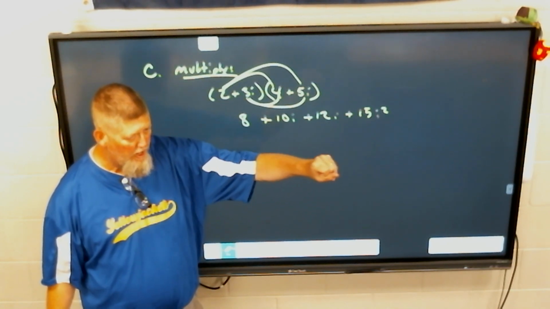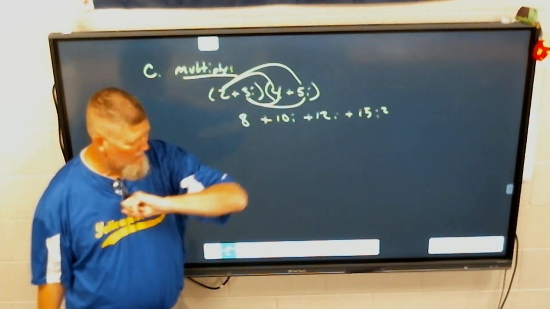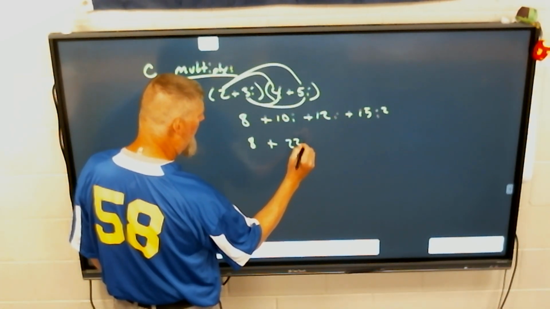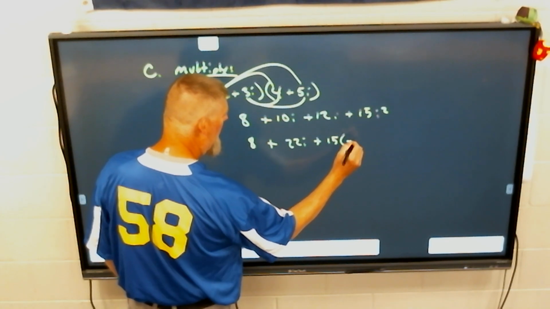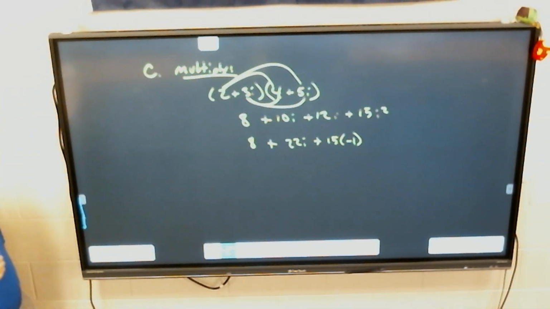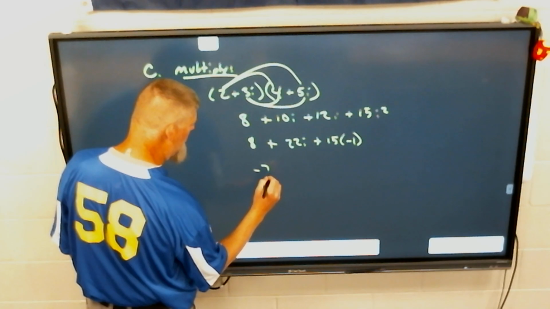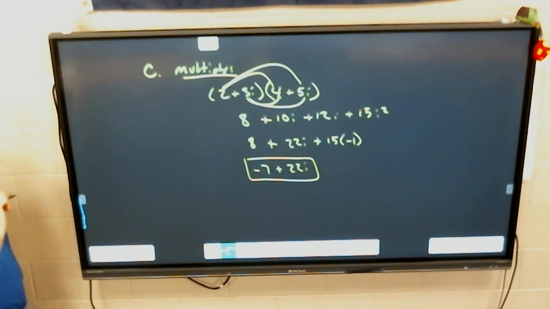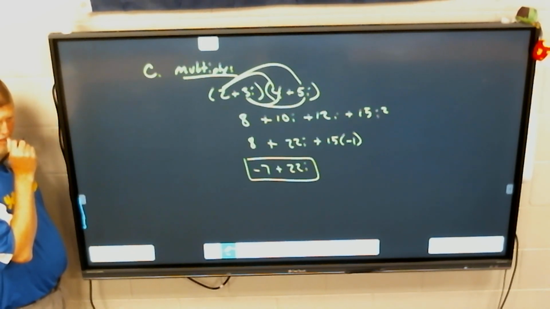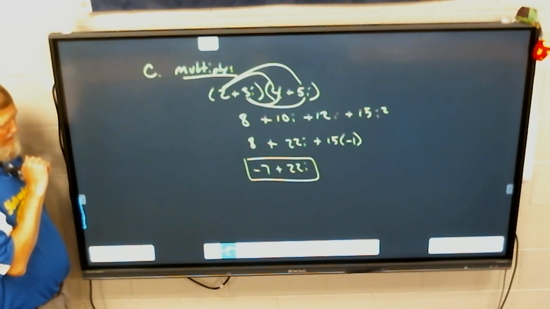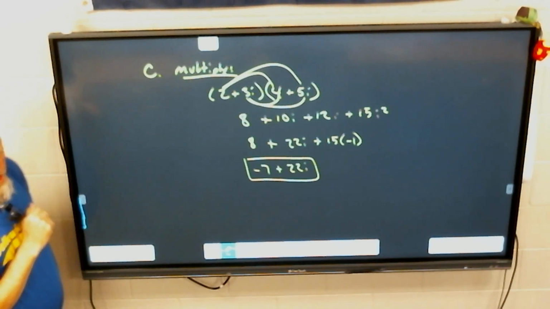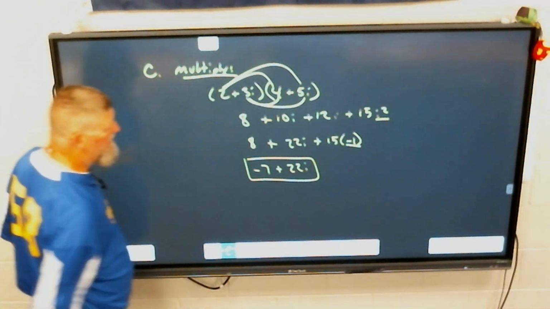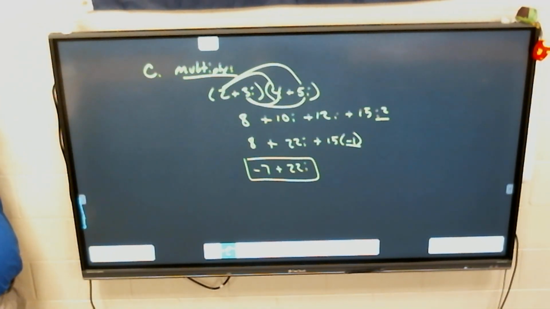Okay, I have that i squared. And what do I replace that i squared with? -1. So I'm going to have 8 plus 10i plus 12i gives me 22i plus 15 times -1. So then you can simplify. Multiply 15 times -1, and then you combine. So you get 8 minus 15, -7, plus 22i. So there's no difference from the one we did earlier with polynomials, except that right there. Whenever you see i squared, you put in -1.